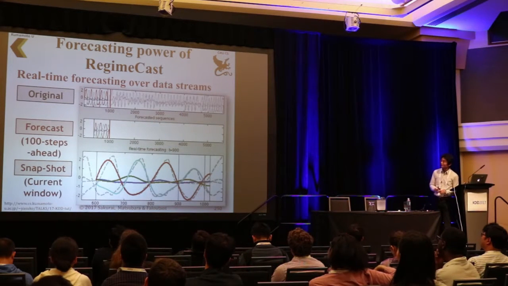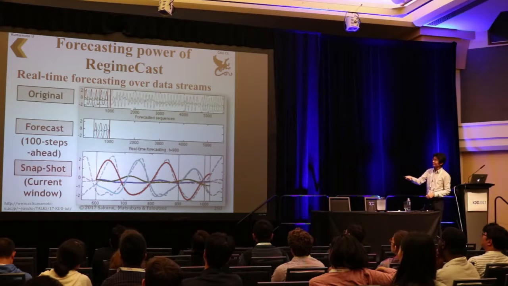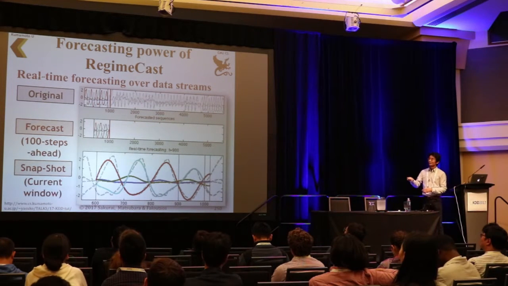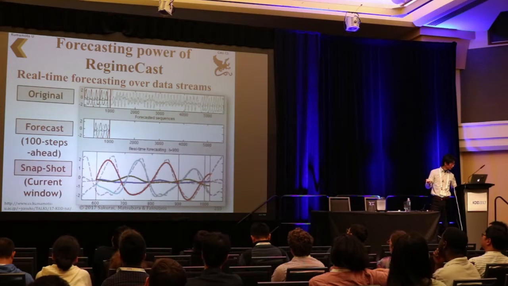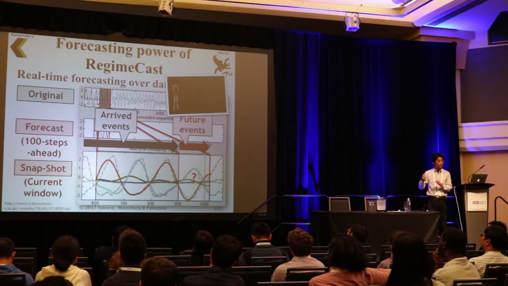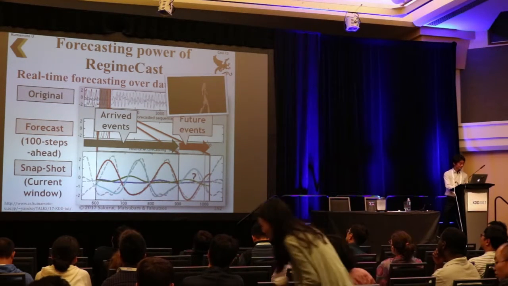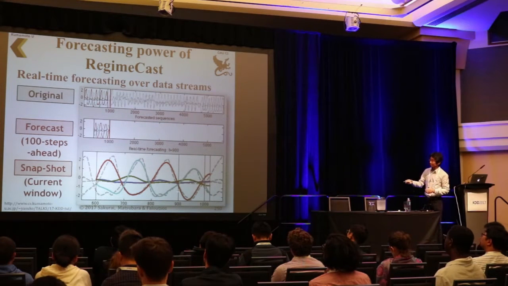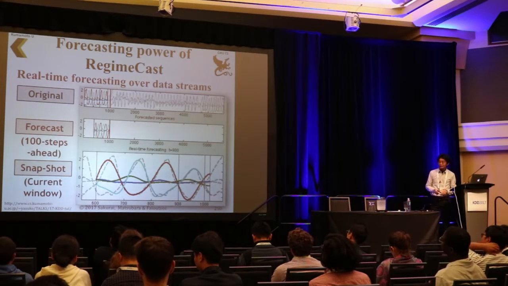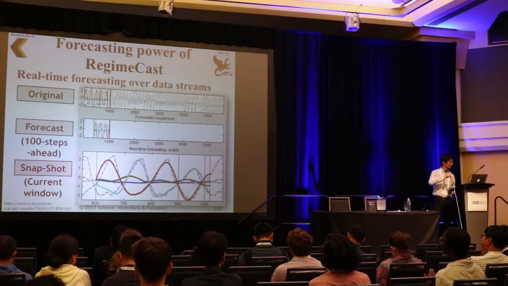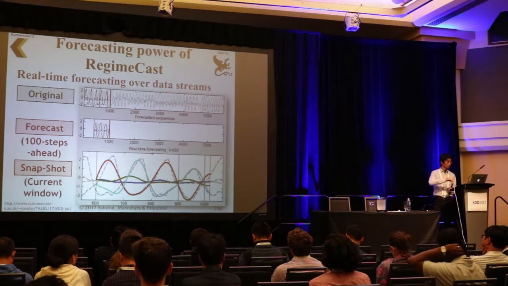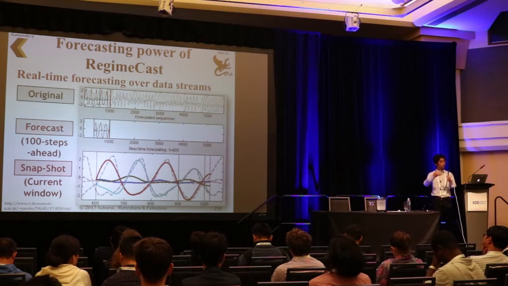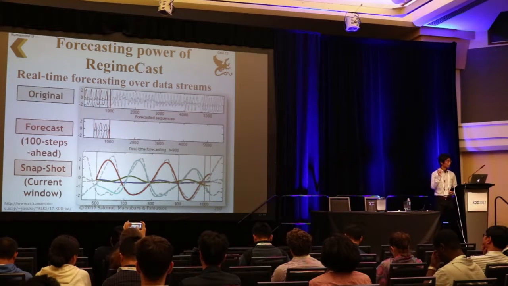So let me show you a demo. This figure shows the original sequence, which is motion capture data, which includes walking and various stretching. The bottom one is the current window. The dotted line is the original sequence, and the curved lines, red, blue, and green, are models. If the curved line and dotted line fit very well, we can say that a model is good for forecasting.